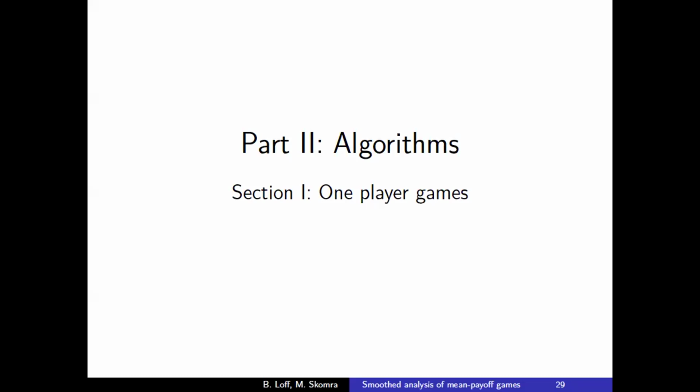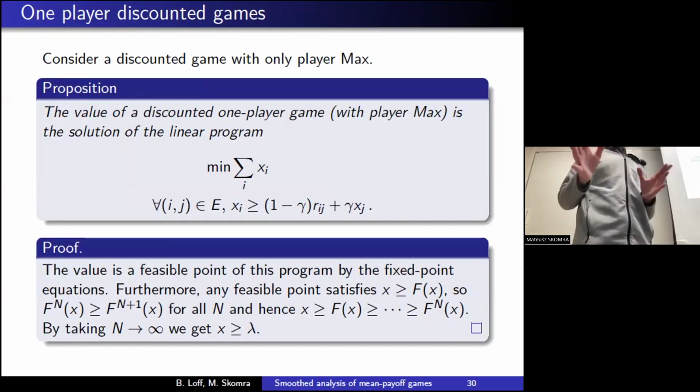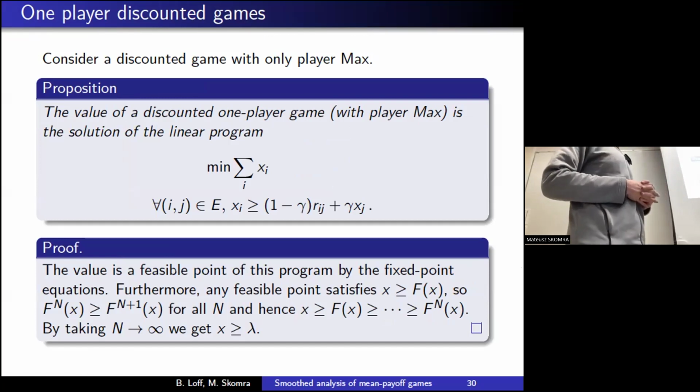Okay, so today I want to start talking about the algorithms. So what can we do to actually solve either of these classes of games? To start things, let us consider only the one-player version. We will say that we have only one player, and on the slides I took the maximizer. Let us start with the discounted games. This is always a bit easier to analyze.